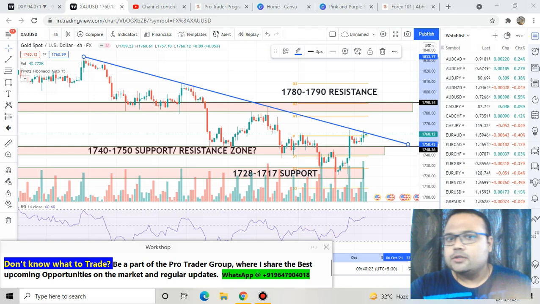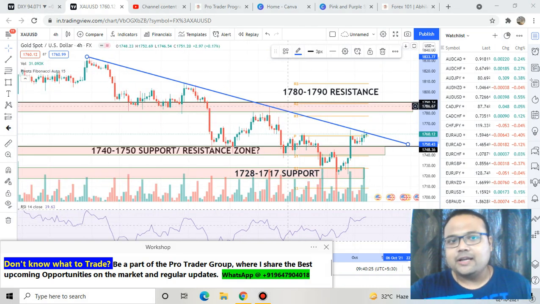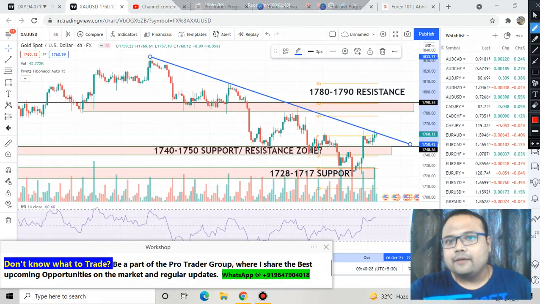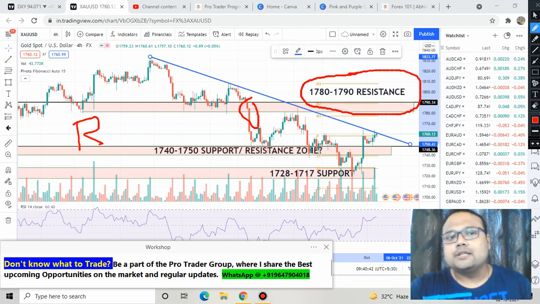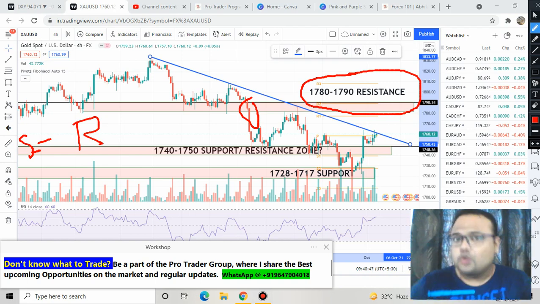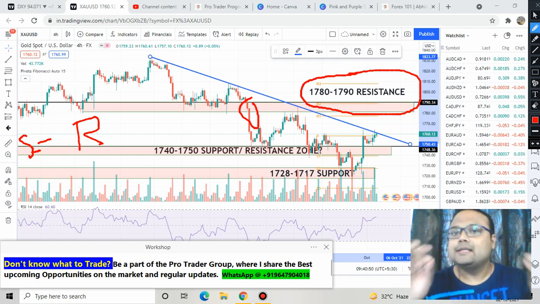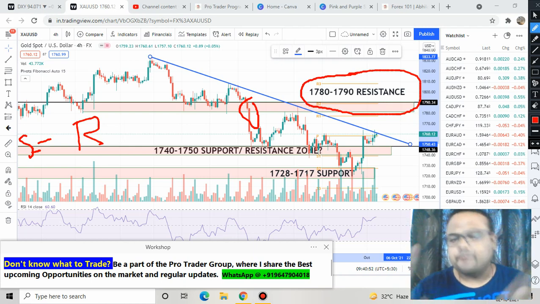On the other hand, we also have 1780 to 1790 as a valid resistance for the market. Previously, this level was acting as a support for the market, but when the market crossed this level, the same level became resistance. So support became resistance, and right now the level of 1780 to 1790 will still act as a resistance for the market. Clear?